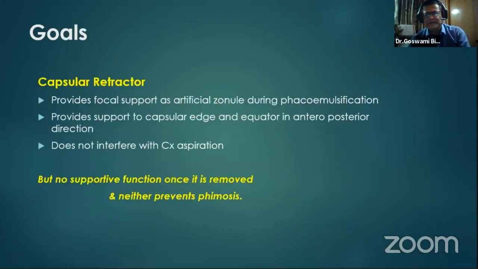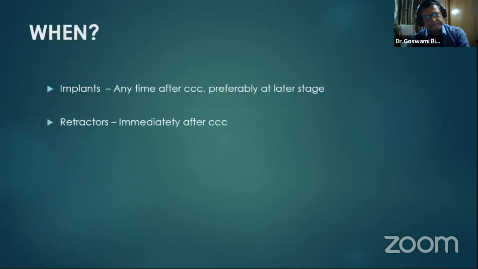On the other hand, the capsular retractors provide focal support as artificial zonules during phacoemulsification, of course in the anterior posterior direction, but they don't have any supportive function once removed, and neither can they prevent phimosis, but they have a good effect in that they don't interfere with cortex aspiration. When to insert? Definitely retractors are inserted immediately after CCC and hydro, otherwise they don't have any role. And implants anytime after CCC, I prefer at a later stage if the situation permits.